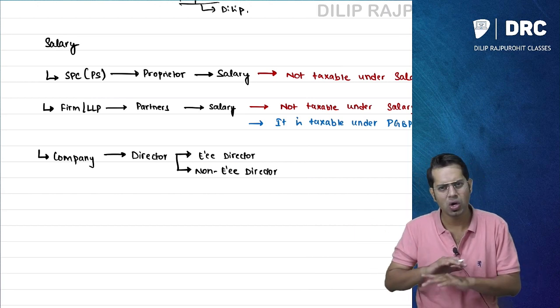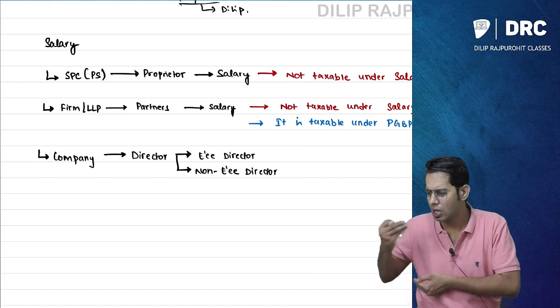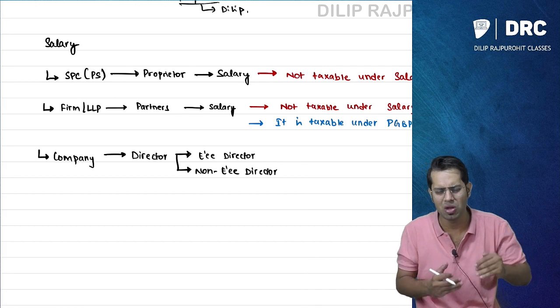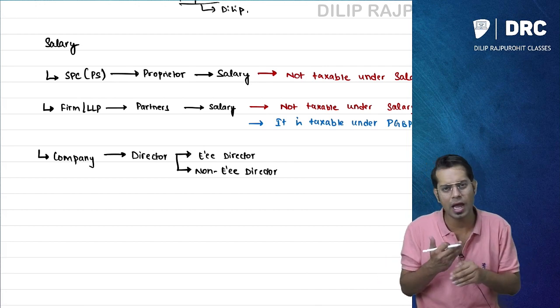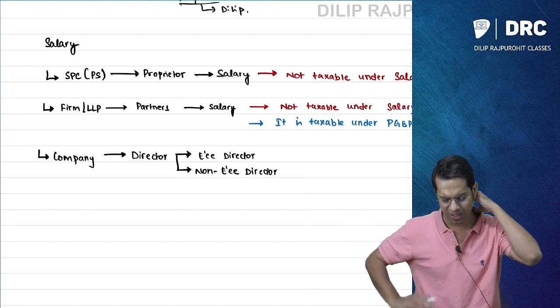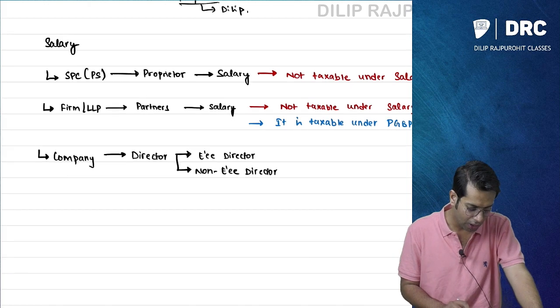There are some directors who are not involved in day-to-day functioning. They are not concerned with what is happening on a daily basis, whether the purchases have been made properly, or whether the manufacturing activity is happening properly or not. These types of directors are called non-employee directors.